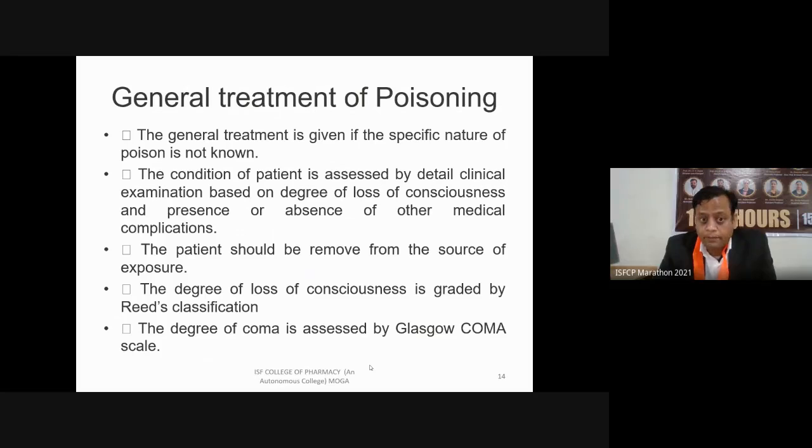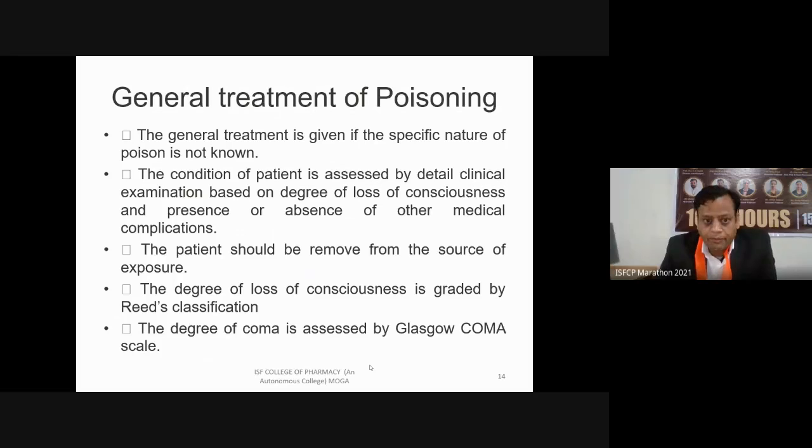The condition of the patient is assessed by detailed clinical examination based on the degree of loss of consciousness. So firstly we have to assess what is the condition of the patient. Okay, so how much degree of consciousness is present in the patient, and the presence or absence of other medical complications. So we first examine the patient, and after that we can give the general treatment.